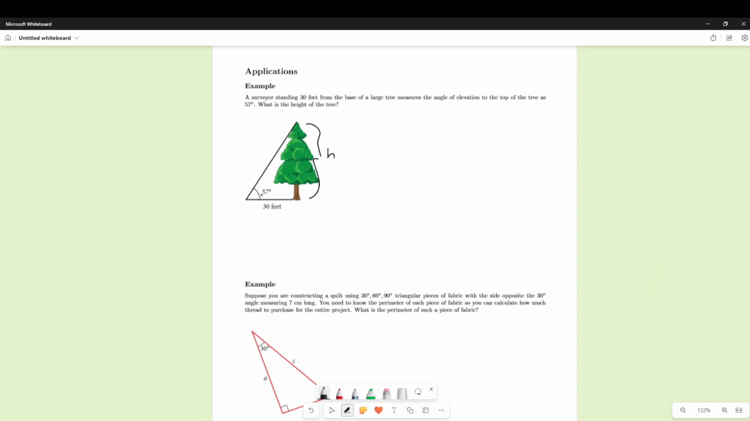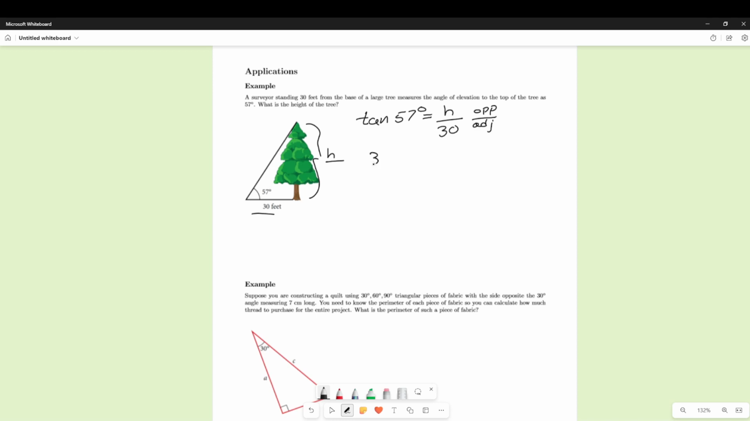Again, we're asked about the opposite side, we're given the adjacent side. Which of our trig functions deal with opposites and adjacents? Well, tangent and cotangent both do, but tangent is our nice primary one, so we're going to grab tangent for this problem. Tangent of 57 degrees, that's got to be h over 30, because it's the opposite over the adjacent.